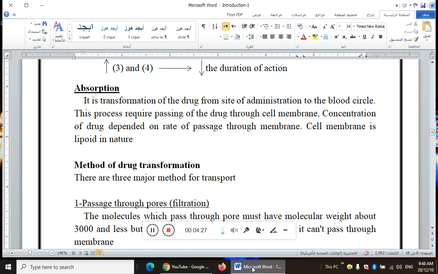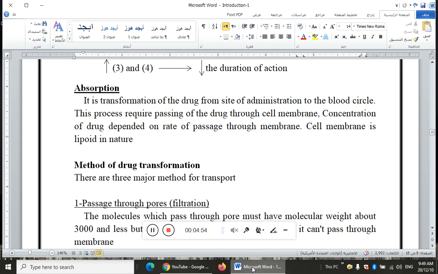And we must keep in mind that the cell membrane is lipoid in nature. As you studied before, the structure of the cell membrane consists of layers. Mainly it is lipoid in nature, and this is an important thing we will need after that.